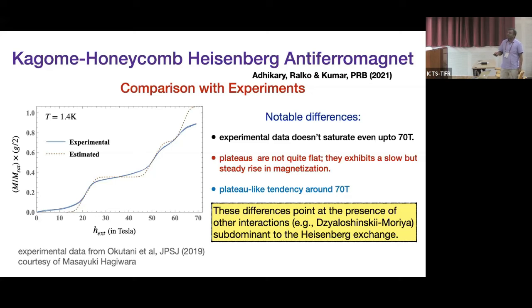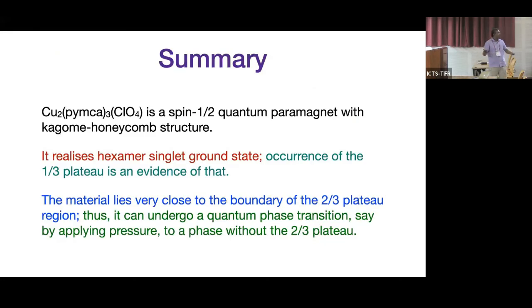So it's clear that there is scope for exploring other interactions in this system, which are definitely there, but somehow subdominant. I'm saying subdominant because the gross features are all clearly explained by the minimal model that we have studied. But the most natural candidate would be to incorporate the Dzyaloshinskii-Moriya interaction and see if these differences could be reconciled, or what other interaction would be required to reconcile them. With that, I end my talk.